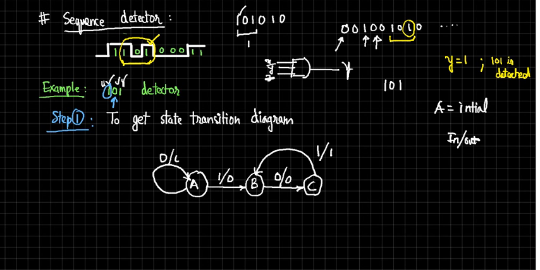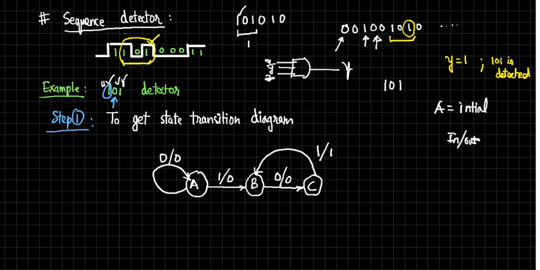Output indicates when 101 has been successfully detected. So it will remain in the same state if 0 has been detected. It will jump to the next state when the 1 has been detected. At that moment also output will be 0, because we are going to make output 1 only if all 3 bits have been received as 101, otherwise not. So it will jump to the next state. 1 has been input, output will be 0, that's okay.